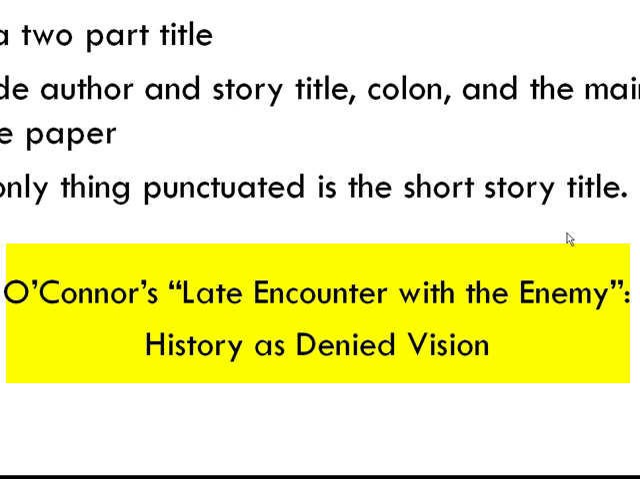If you'll notice at the bottom, there's an example, O'Connor's "Late Encounter with the Enemy," which is a short story by Flannery O'Connor, History as Denied Vision. The history as denied vision is what's cluing us into what this essay would be about. The first half of the title is just letting us know which story it's about. Notice that there is no space after the ending quotation marks, but there's only 1 space after the colon.